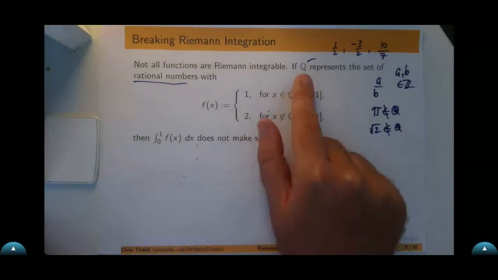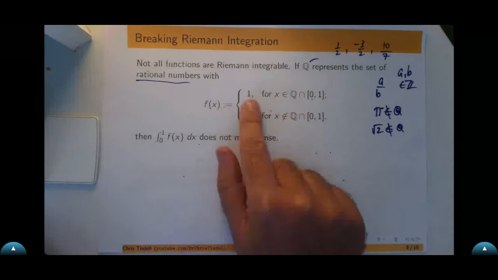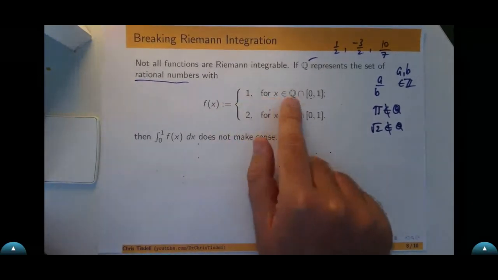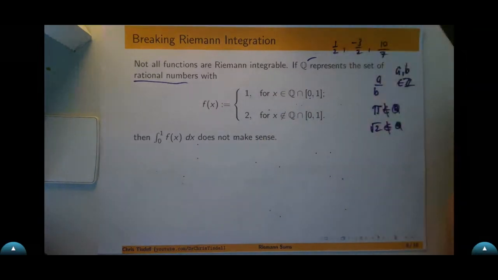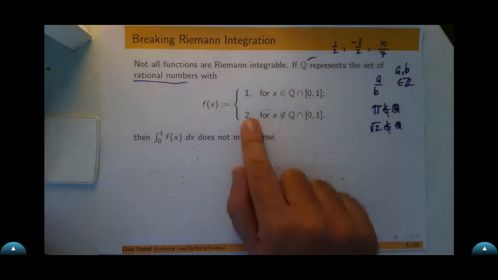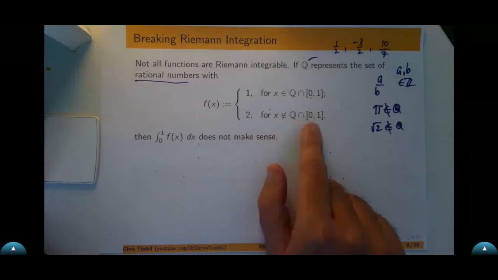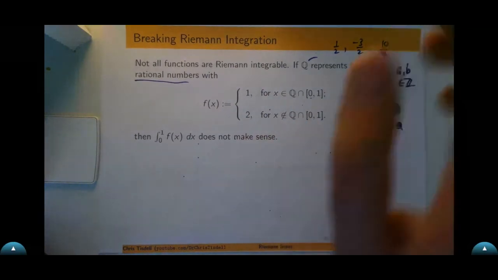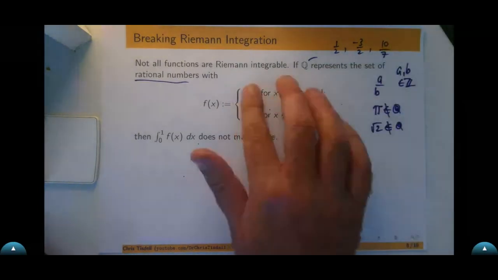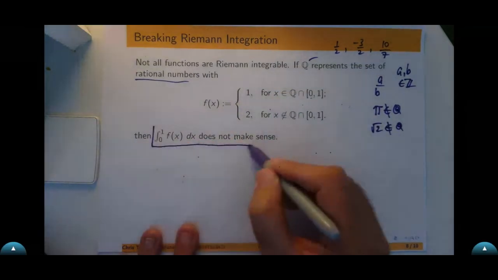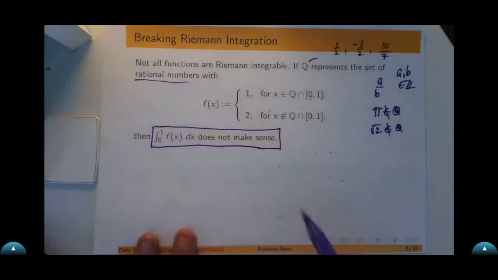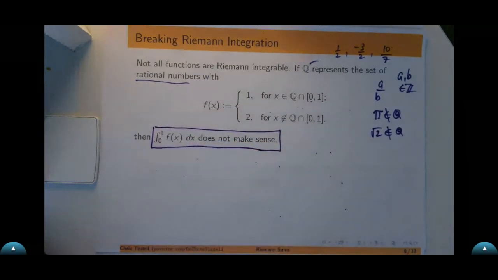All right, so we're integrating this function. It's 1 for all the rational numbers between 0 and 1, like this, for example. And it's 2 for all the irrational numbers. So this has a lot of discontinuities. And the most important thing here is that this is a function where the integral doesn't make sense.